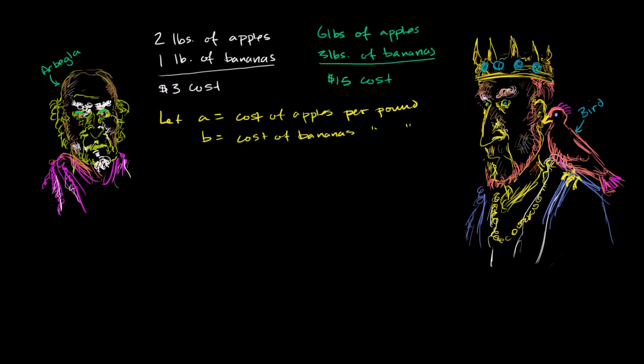So how could we interpret this first information right over here? 2 pounds of apples and a pound of bananas cost $3. Well, how much are the apples going to cost? It's going to be 2 pounds times the cost per pound, times A. That's the total cost of the apples in this scenario. And the total cost of the bananas is 1 pound times the cost per pound, so you're just going to have B. So the total cost of the apples and bananas is going to be 2A plus B, and we know that total cost is $3.